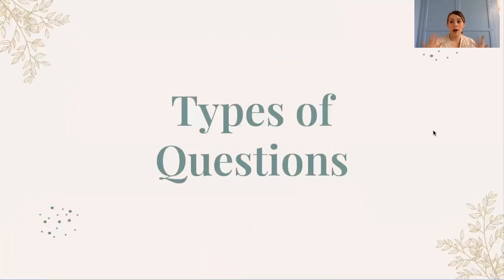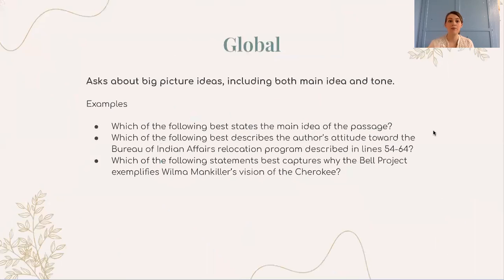So when we're unpacking question stems, there are about 5 types of questions that you're going to see on the reading section. The first is called a global question. This is a question that asks about big picture ideas, including both main idea and tone. These are the questions that have to do with the passage as a whole.